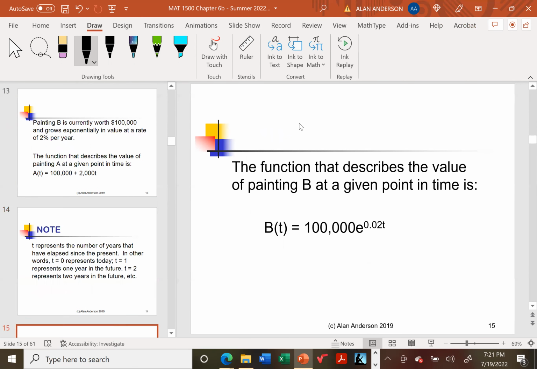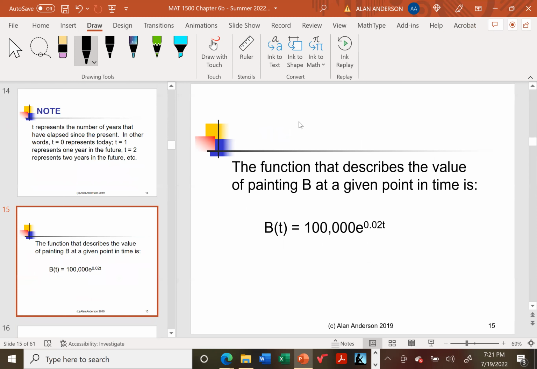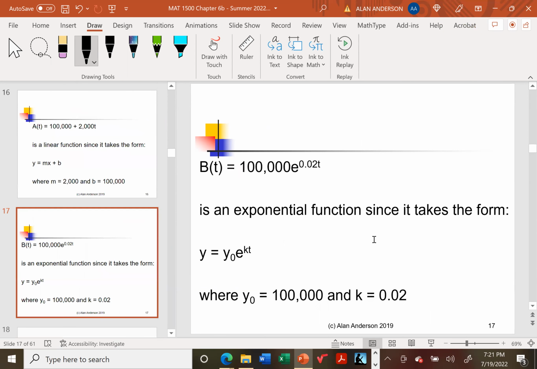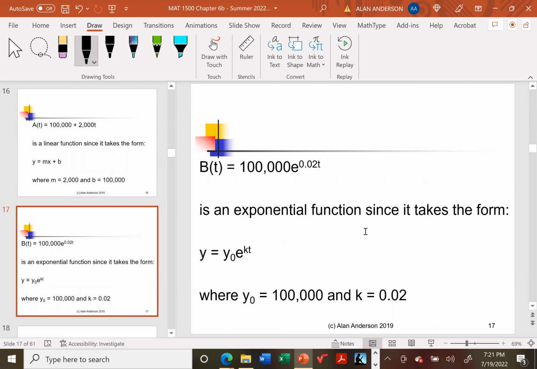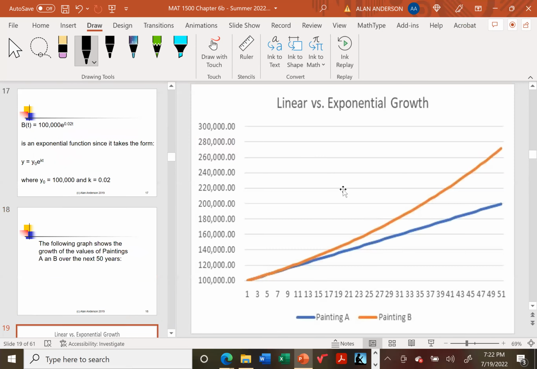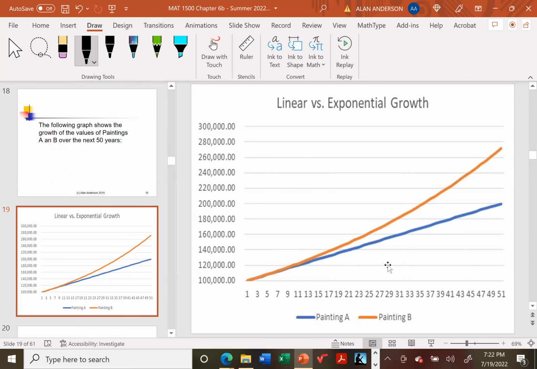And t is years. Now, for B, because we were told that the growth rate is 2% per year on an exponential basis, and the initial value is $100,000, that means this function is 100,000 e to the 0.02t. So what I've done here is show what the two graphs look like side by side. Now, for whatever reason, I was having a lot of trouble doing this in Symbolab, so I went back to Excel, and you get a rough idea here of what's happening.